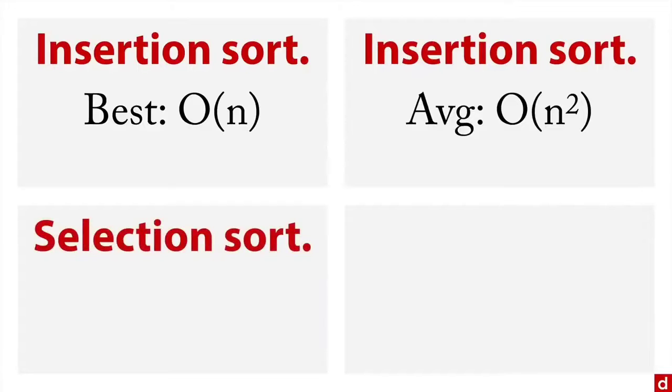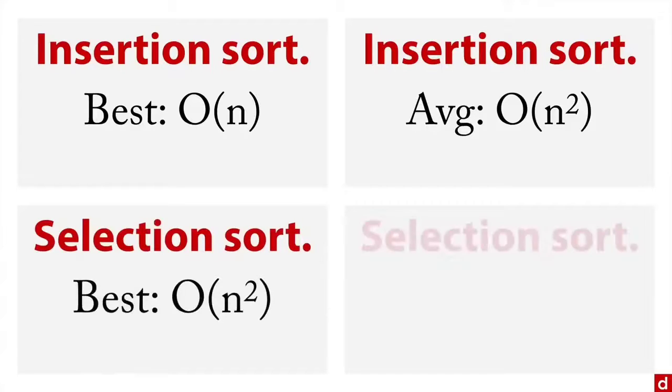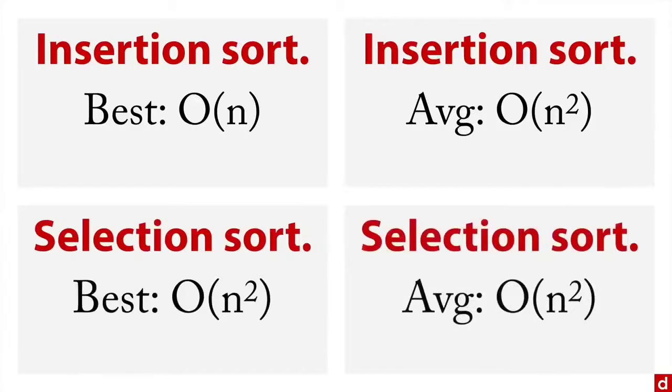Selection sorts, on the other hand, the best is quadratic and the average is quadratic. It's always consistent. So it's kind of funny. It takes a long time, but at least you know how long it's going to take, versus the variability of something like an insertion sort.